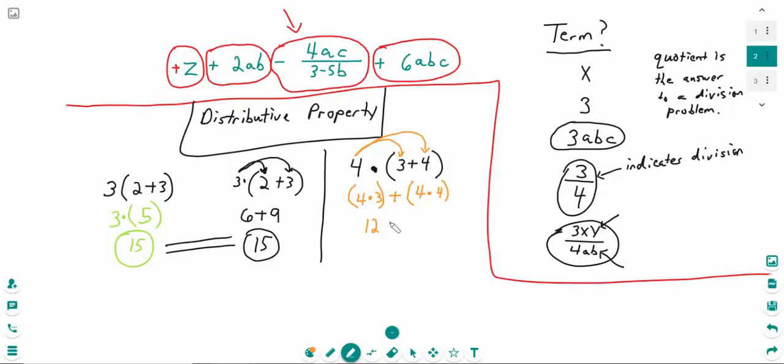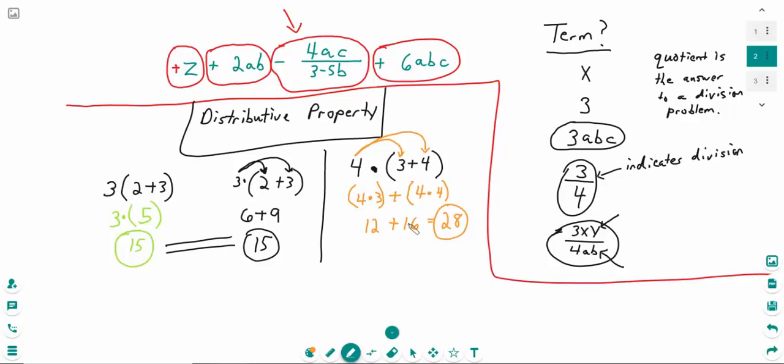4 times 3 is 12. Plus sign. 4 times 4 is 16. 12 plus 16 is 28. That is our answer. And notice that is the same answer that we would have gotten if we would have done the parentheses first. 3 plus 4 is 7. 7 times 4 is 28. All right. That is how the distributive property works. And it is so very, very, very important.